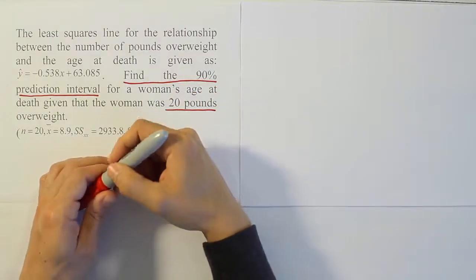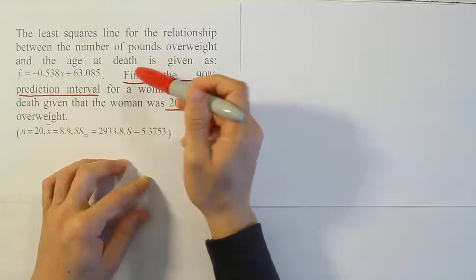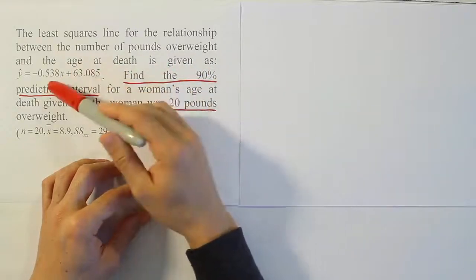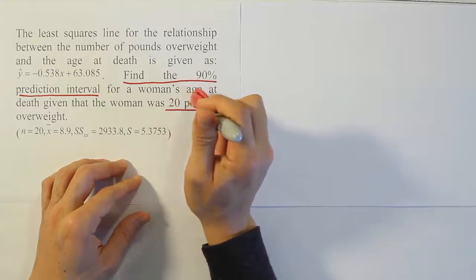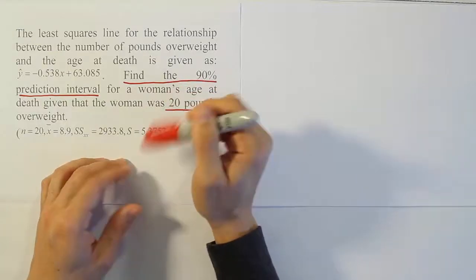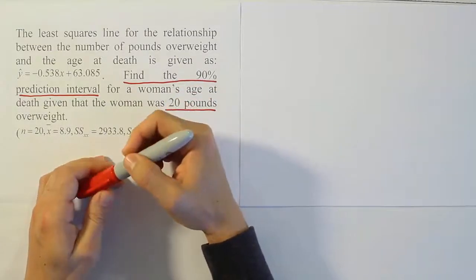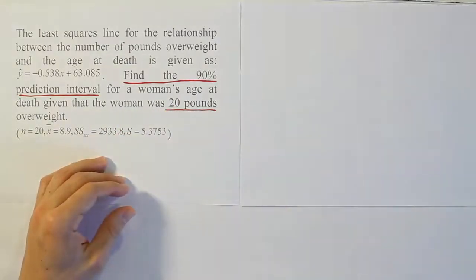So this problem is really important. It's a 90% prediction interval, not a confidence interval. So we're actually literally trying to predict a woman's age at death, given that she's 20 pounds overweight. So it's kind of a shocking problem in that sense. But let's work it out, actually.